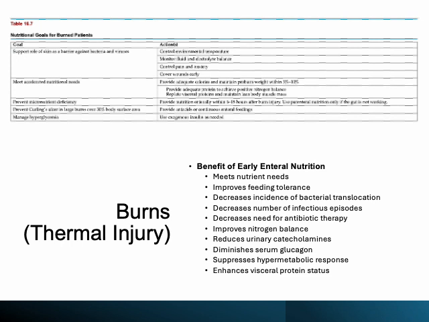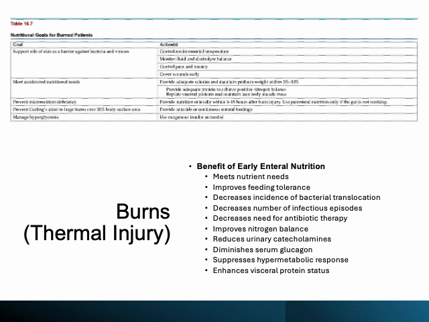You can see that the nutritional goals for patients with burns are outlined in this table. We're trying to support the role of the skin. We're trying to reduce bacterial and virus infections. We need to meet the accelerating nutritional needs, prevent micronutrient deficiencies. We don't want an ulcer to develop, and we're trying to manage states of hyperglycemia.